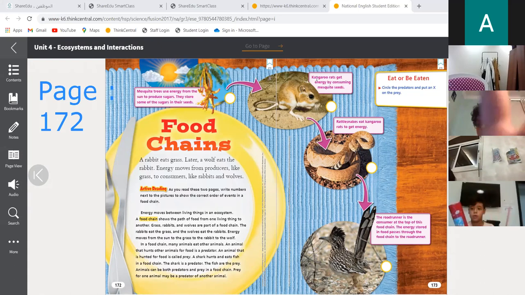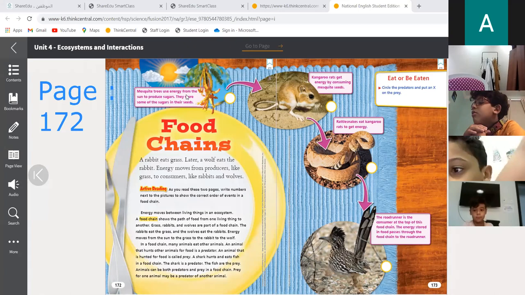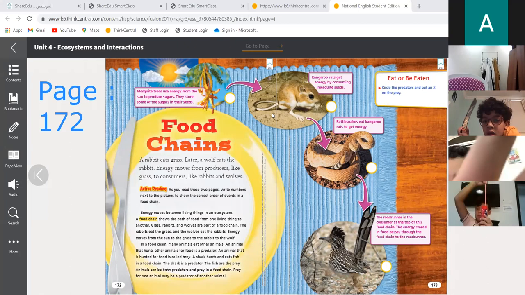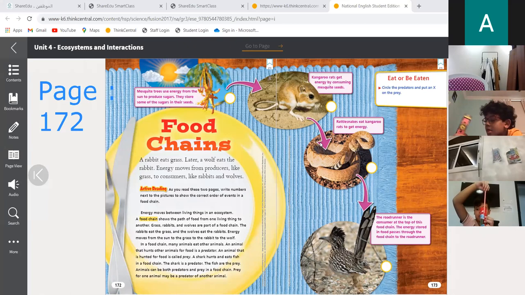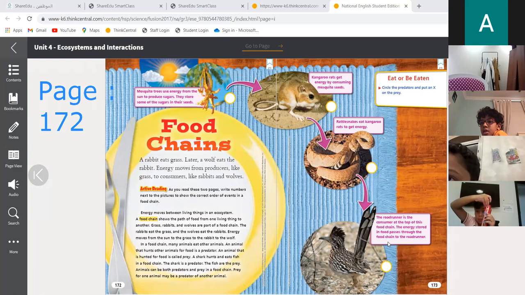Now, we are over here learning about the food chain. We said that the sunlight will give the energy to the plant. And then who will eat the plant? The kangaroo rat. There is someone else coming for the kangaroo rat. This rattlesnake. And then after the rattlesnake, who will eat this rattlesnake? The Roadrunner. Excellent. The Roadrunner. Okay. I want you to circle the predators and put an X on the prey.